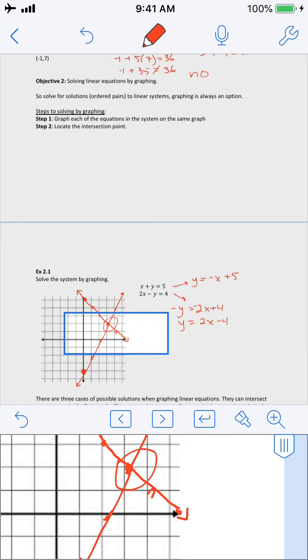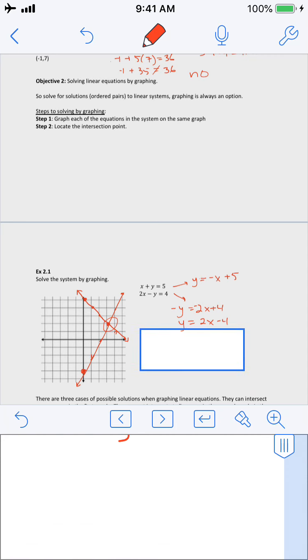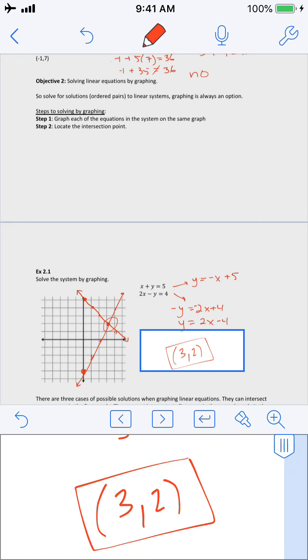There it is. That would be at out 3 and up 2. The intersection would be our solution. That is the point that if I were to plug it in for both of these, they would work. 3 plus 2 does indeed equal 5, and 3 times 2 would be 6, minus 2 would be 4. So yes, this point actually works for both of them.